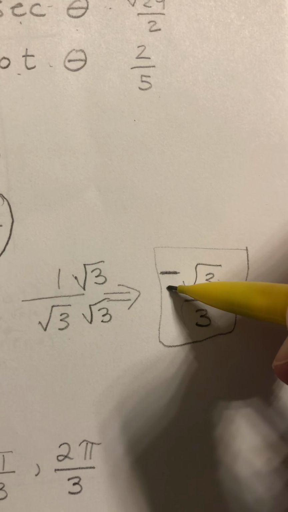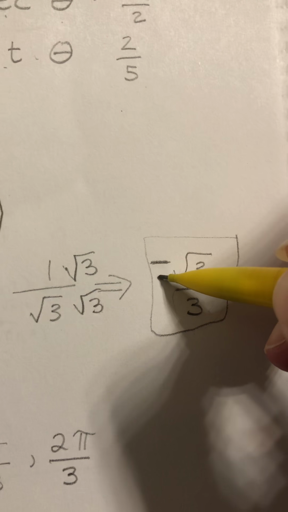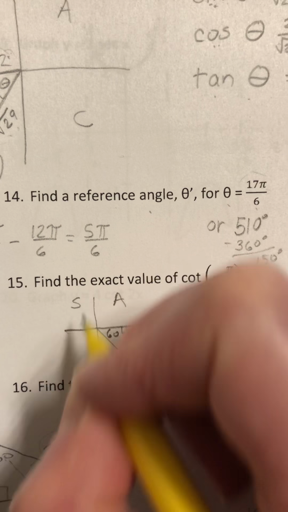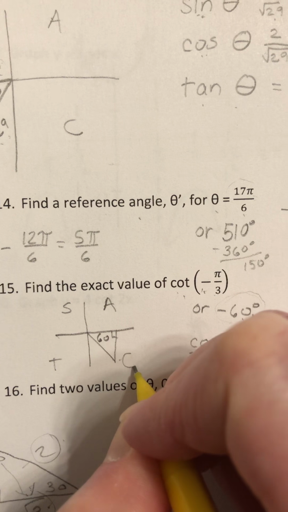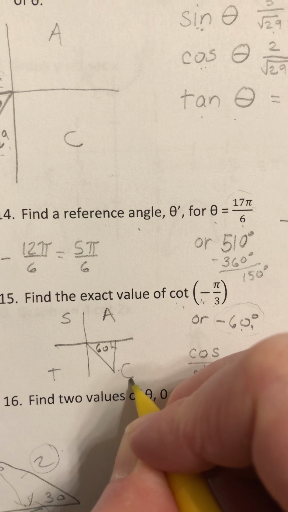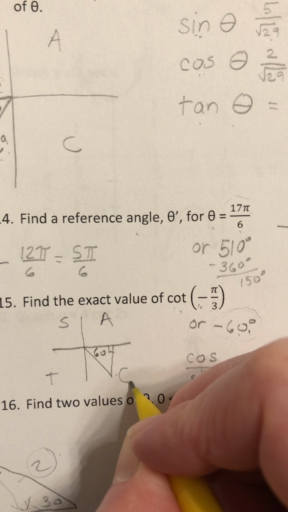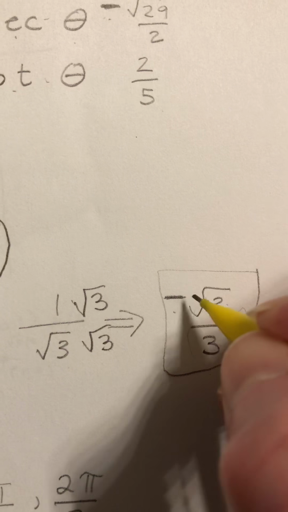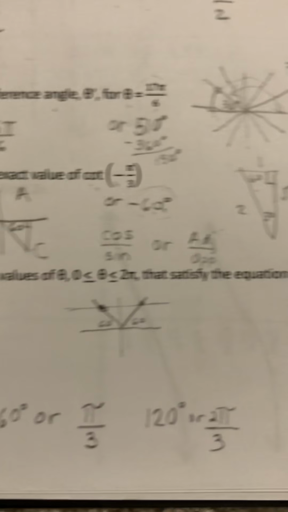And then you have to ask yourself, is it positive or negative? And you remember, all students take calculus. Well, the cosine and its reciprocal secant are the only things that are positive in this quadrant. Therefore, the cotangent must be negative.